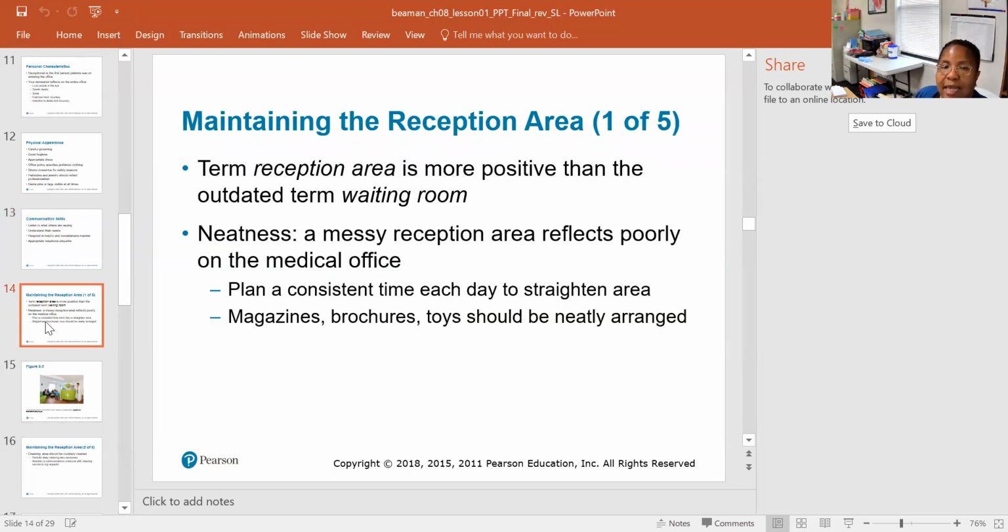It says maintaining the reception area. The term reception area is more positive than the outdated term waiting room. Neatness: a messy reception area reflects poorly on the medical office. Plan a consistent time each day to straighten your area. Magazines, brochures, and toys should be neatly arranged.